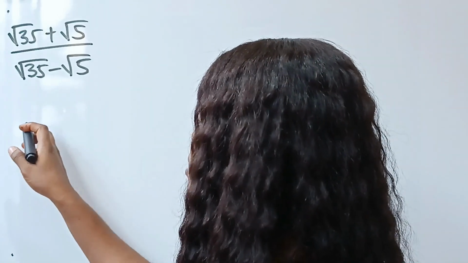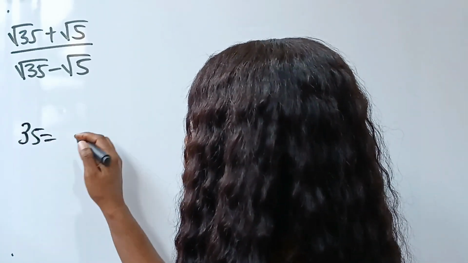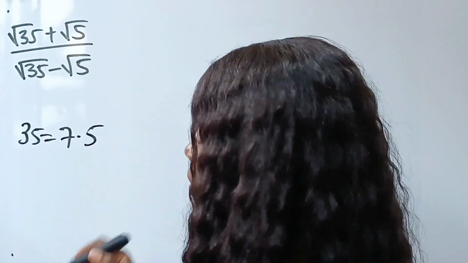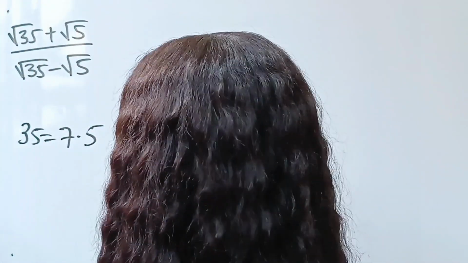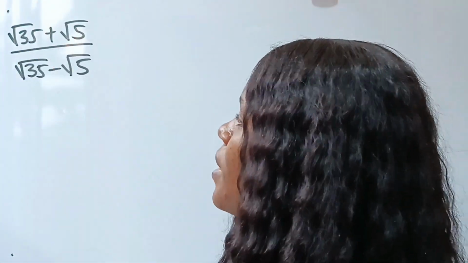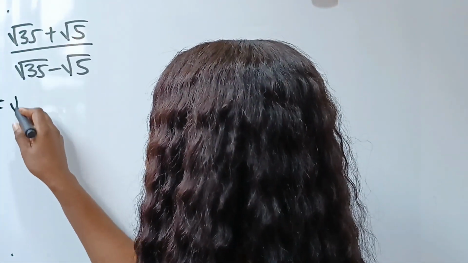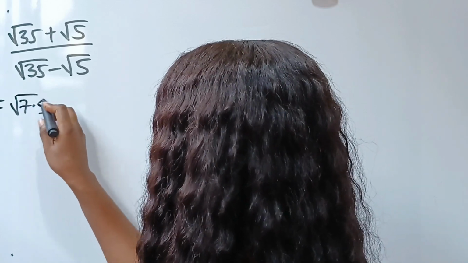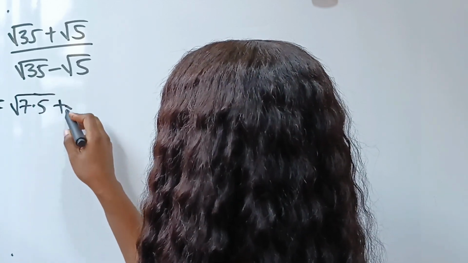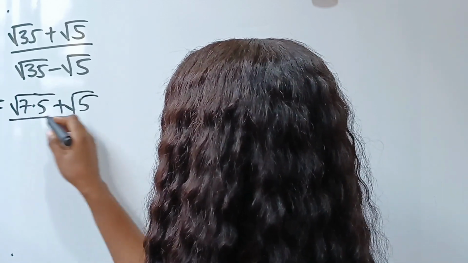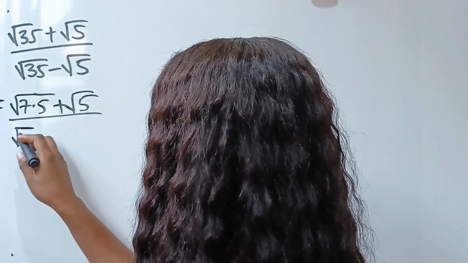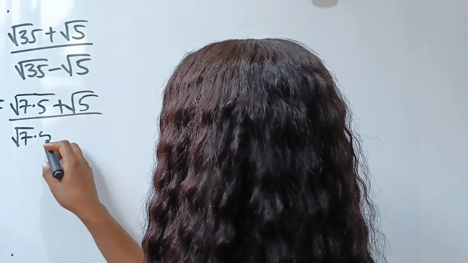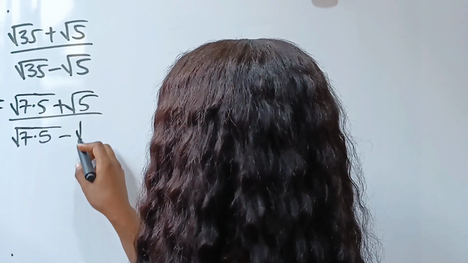So note that 35 can be expressed as 7 multiplied by 5. Okay, all right. So we can express this as square root of 7 multiplied by 5 plus square root of 5 divided by square root of 7 multiplied by 5 minus square root of 5.